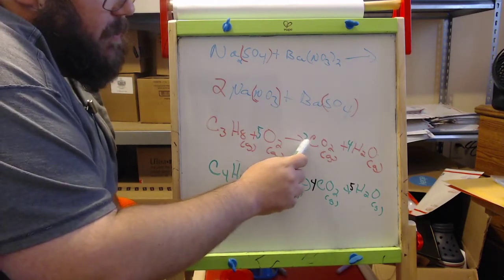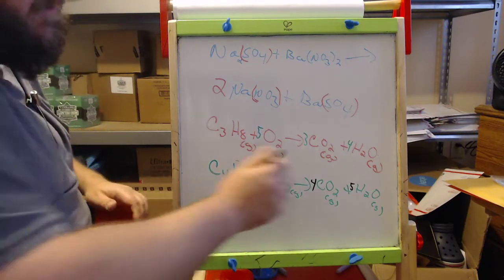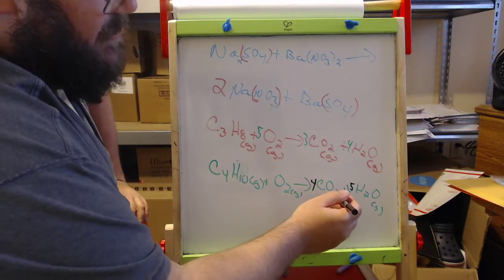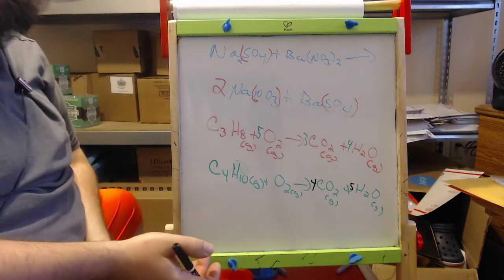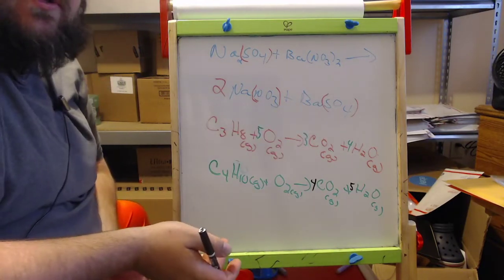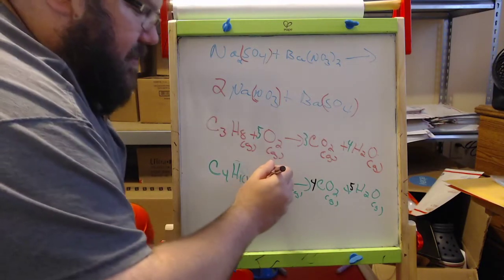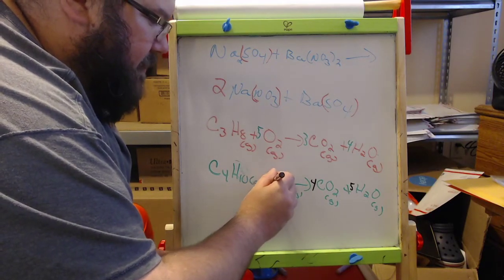This one worked out where I had 6 and 4, 10. I had an even number and 2. This one's not going to work out. 4 times 2 is 8 plus 5 times 1, that's 13. It's not an even number. So what do we do? Well, you can't use fractions and keep them there. You can't use decimals and keep them there.